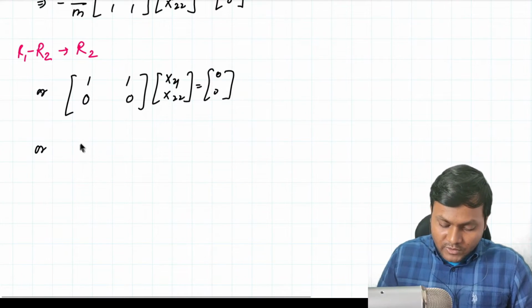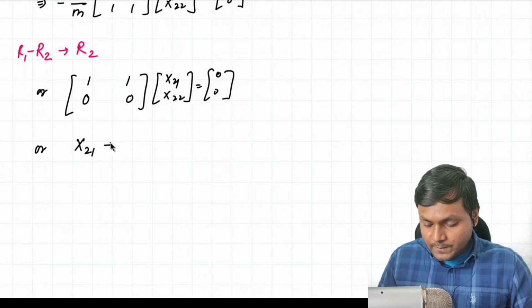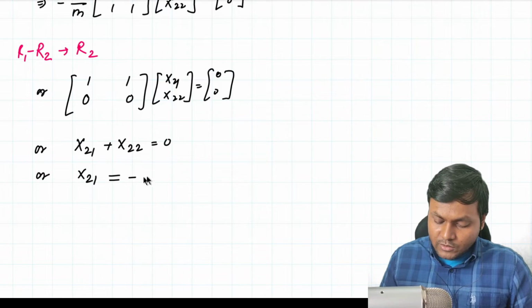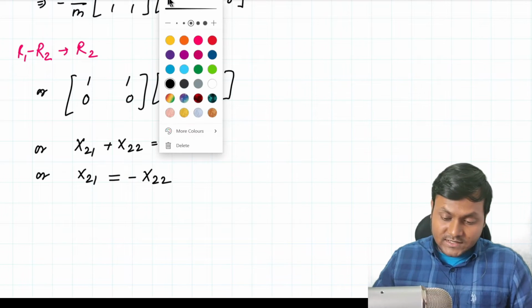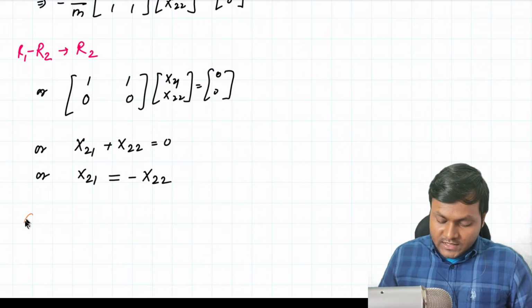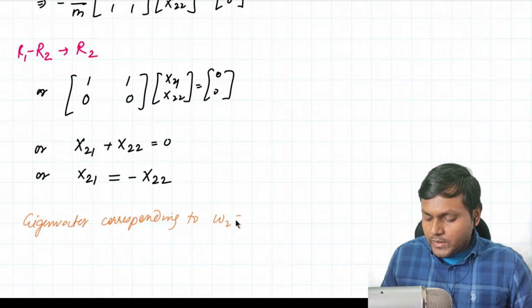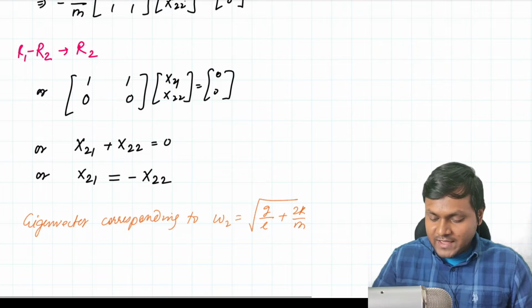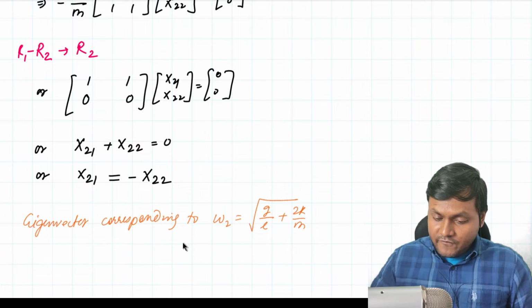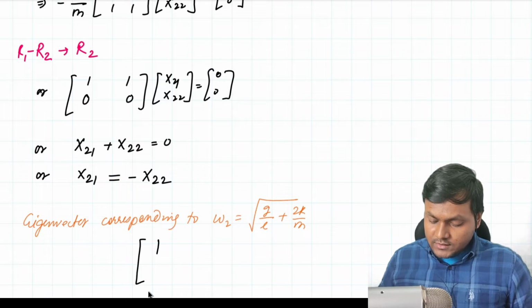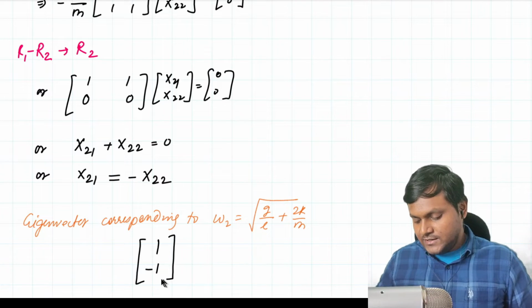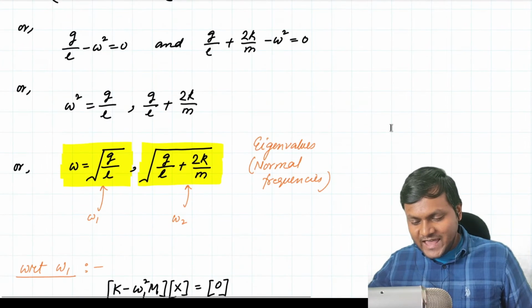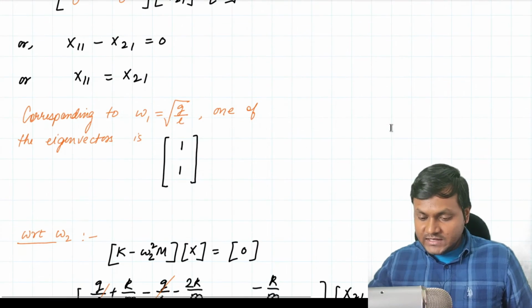What do we get from here? From here we get x21 plus x22 is equal to 0, or x21 is equal to minus x22. That is, we have finally come up with the eigenvector corresponding to omega 2, which is root over g upon L plus 2k upon m. So the eigenvector is, if x21 is 1, then x22 is minus 1. That's it. So we have solved for the eigenvalues and the eigenvectors.